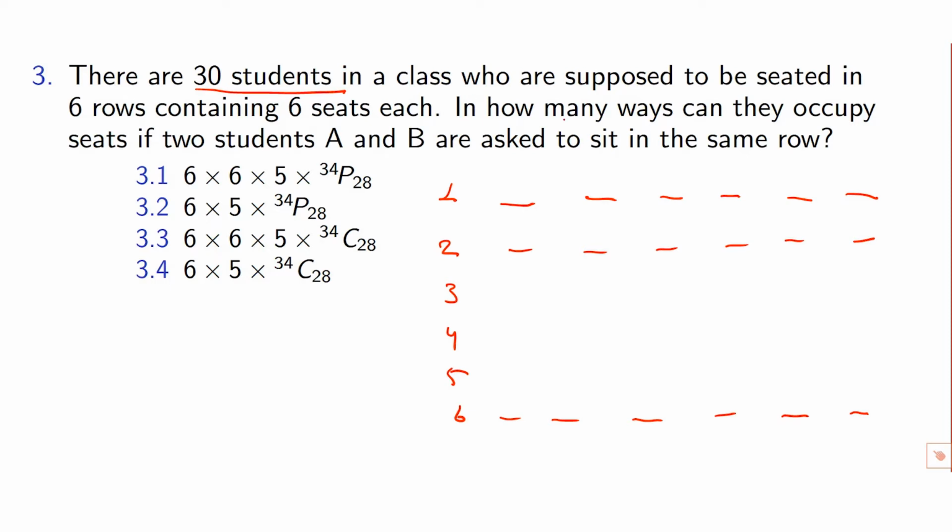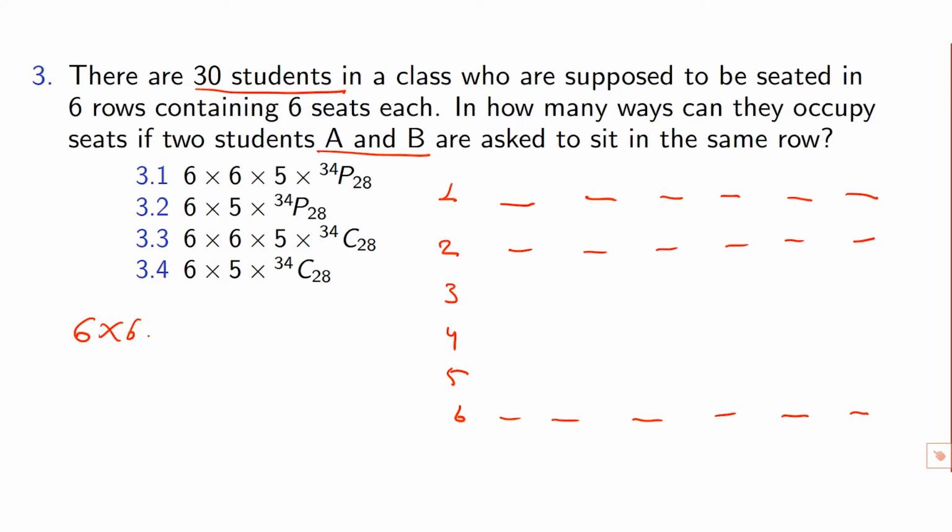And it is asked in how many ways they can occupy their seats if two students, namely A and B, are asked to sit in the same row. So constraints are given on the two students, A and B. First let A and B take their seats, because the constraint is on them. A can take a seat in any of the rows, and there are 6 rows and each row contains 6 seats. So A can take a seat in 6 ways.